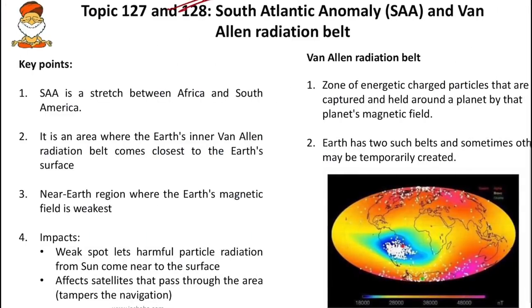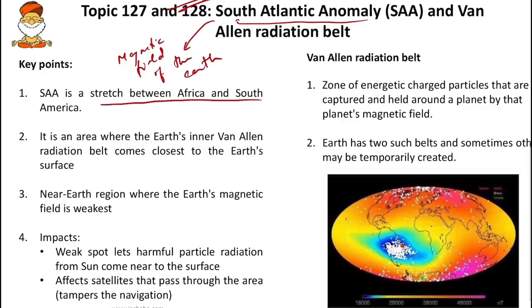So next topic, that is South Atlantic anomaly and Van Allen radiation belt. Again, this South Atlantic anomaly was in the news. As per the reports and articles, the magnetic field around the earth on average has been losing around 10% of its strength over the last 2 centuries. This particular South Atlantic anomaly deals with the magnetic field of the earth. So what is this SAA?